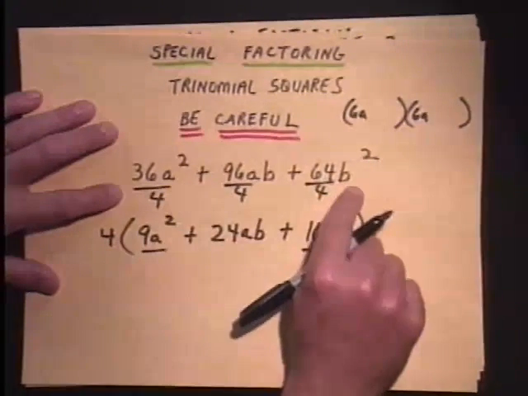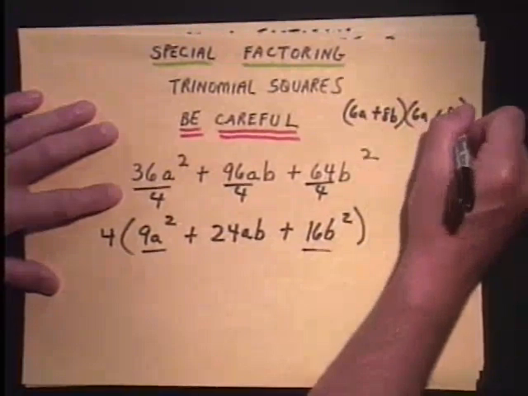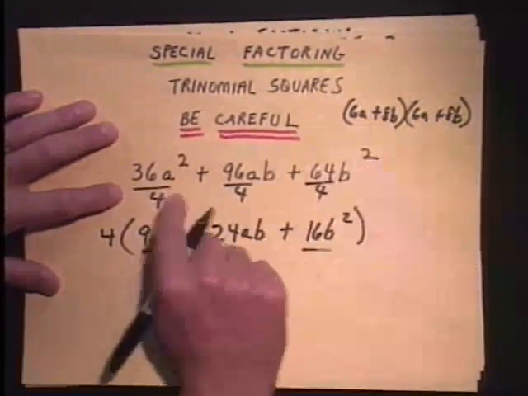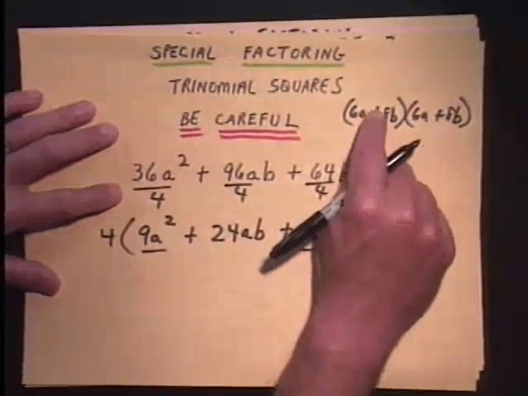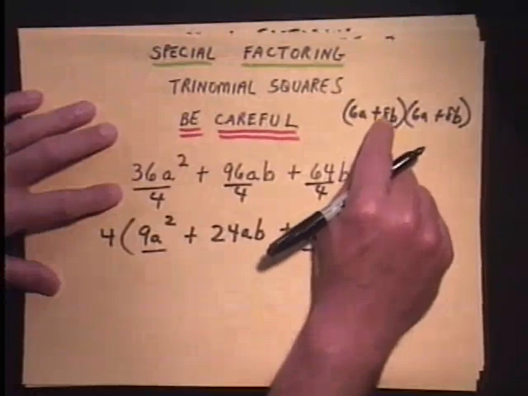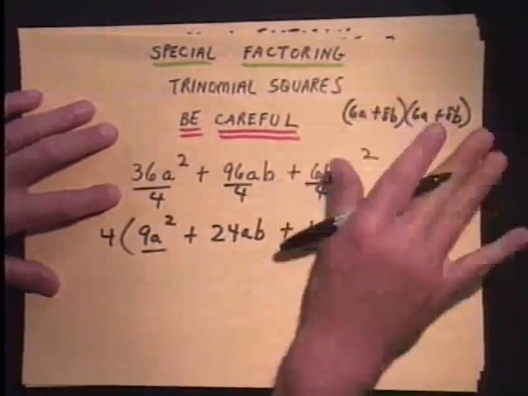To get the 64b squared on the end, you would have said plus 8b plus 8b, right? And this would FOIL back to give you this. Now, what's wrong with this answer? Notice inside the parentheses, there's something in common we could still take out. So this is not considered completely factored, all right?